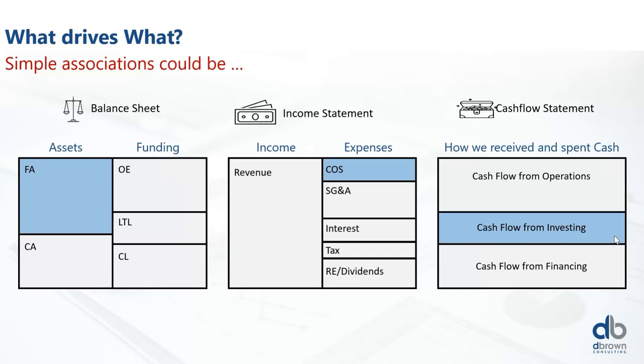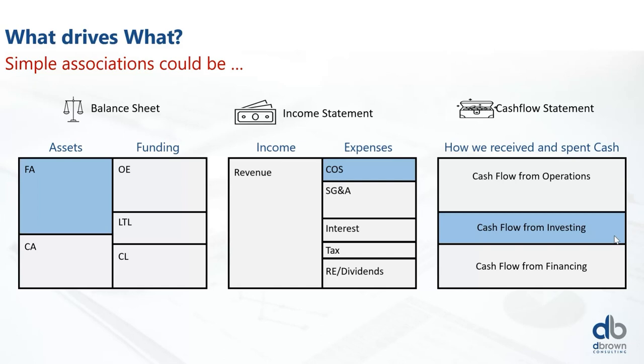Put all the raw materials and stuff, but the asset needs to be depreciated over time because that asset is a producing asset, so it's going to be in cost of sales. And what cash did you use to buy the asset? So you are investing in the assets, cash flow from investing. All right, great. But then what are the other associations?